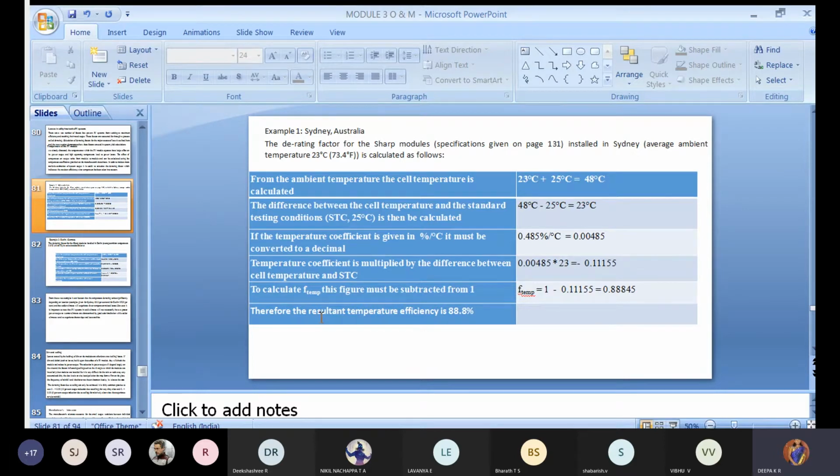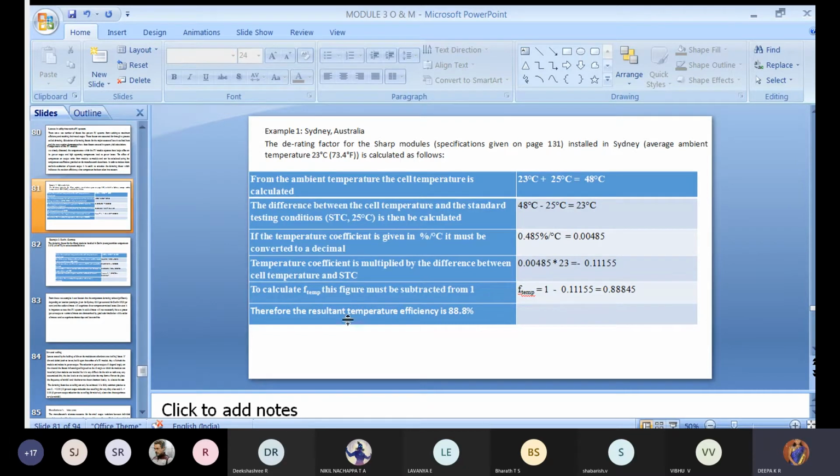To calculate the temperature efficiency, this figure must be subtracted from 1. We are considering 1 as a standard that should be subtracted from the value we got as the multiplication of your temperature coefficient and the 23 degree Celsius. So we are getting an answer of 0.88845. This represents the actual, resultant temperature efficiency of that cell.